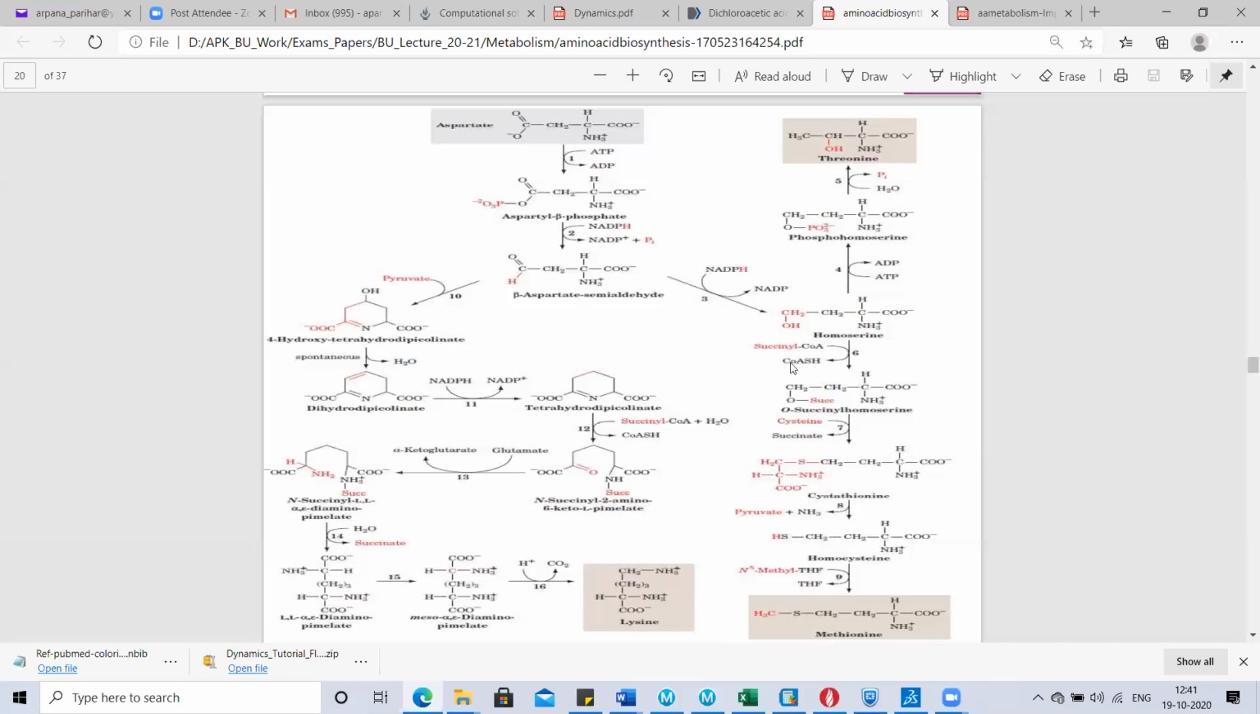And here homoserine can also be converted into O-succinyl homoserine, which interacts with cysteine and produces cystathionine, and this cystathionine, in the presence of a lyase enzyme, can be converted into homocysteine, which interacts with the tetrahydrofolate intermediate pathway and produces methionine. So this is the basic pathway of how threonine, methionine and lysine are generated from aspartate.